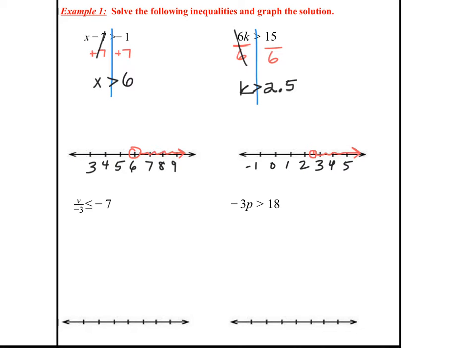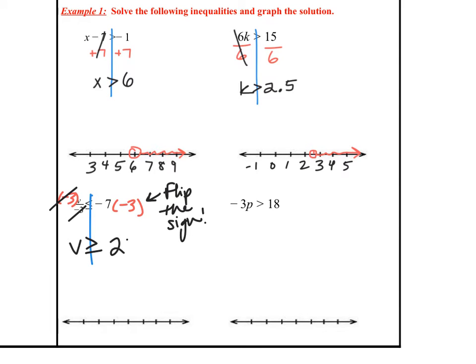Our last two, we have v being divided by negative 3. So to undo the division, I do the inverse and multiply by negative 3 on both sides. That cancels out the division so that I'm left with v, and here's what just happened. You multiplied by a negative, so you need to flip the sign. It was less than or equal to, so you literally flip it around. Now it's greater than or equal to negative 7 times negative 3, positive 21.